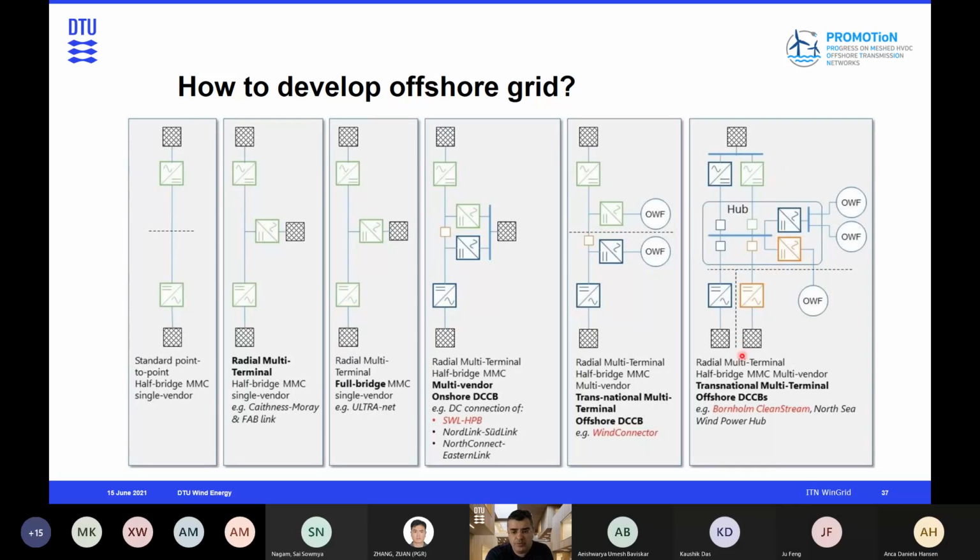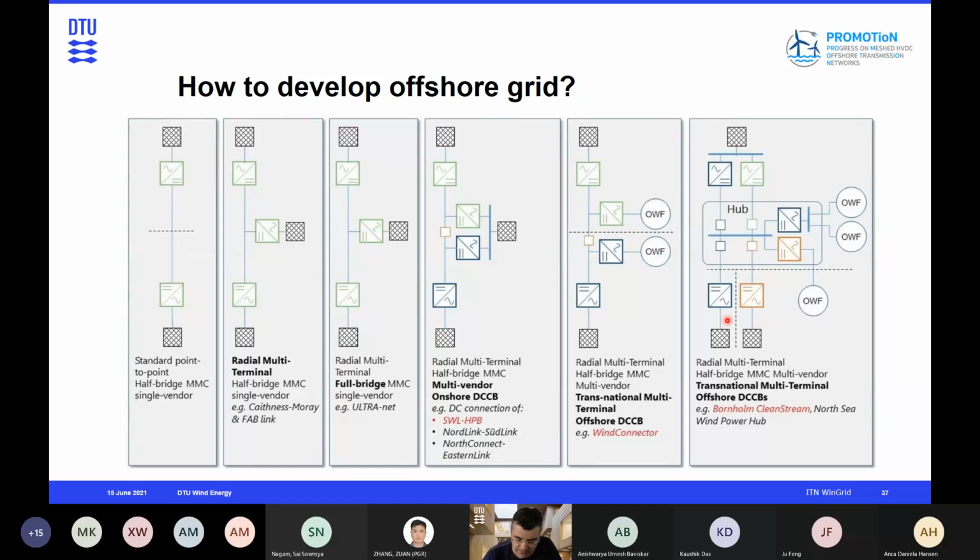And this is done with multi-vendor equipment. A very important thing when we talk about offshore grids is the fact that nobody will build a grid that is based on a single provider, only Hitachi ABB or GE or Siemens converters. So what we need is to be able to have converters from different manufacturers that can operate together.